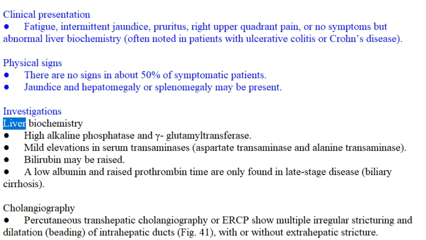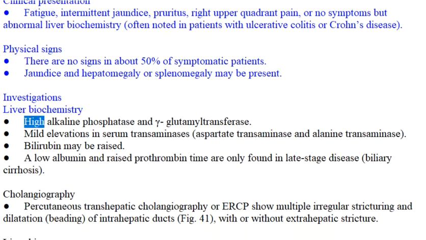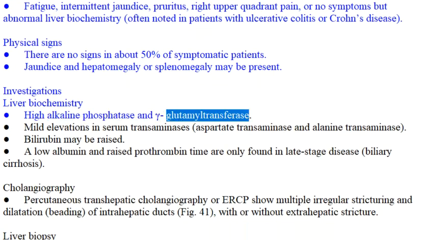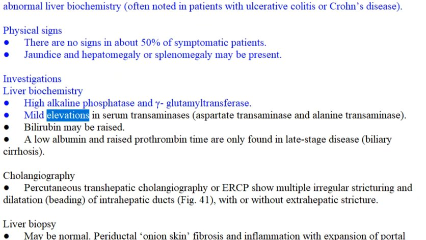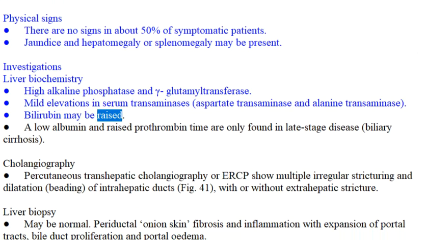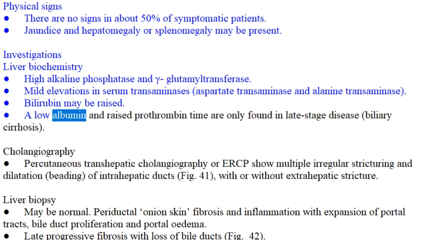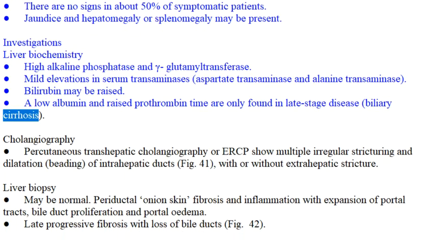Investigations. Liver biochemistry. High alkaline phosphatase and gamma-glutamyl transferase. Mild elevations in serum transaminases, aspartate transaminase and alanine transaminase. Bilirubin may be raised. A low albumin and raised prothrombin time are only found in late-stage disease, biliary cirrhosis.